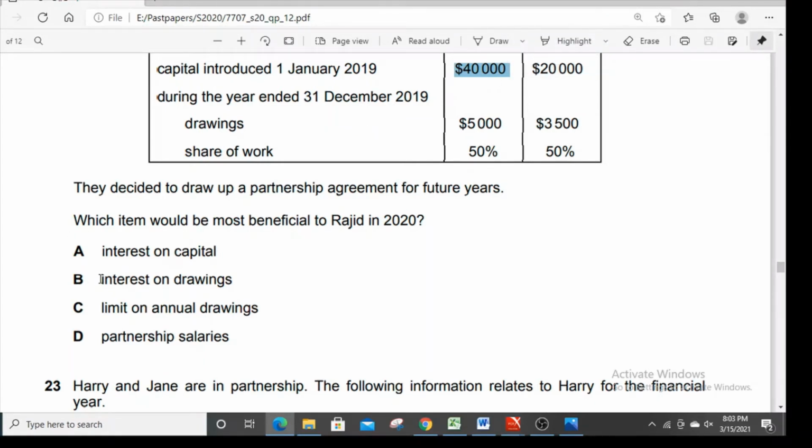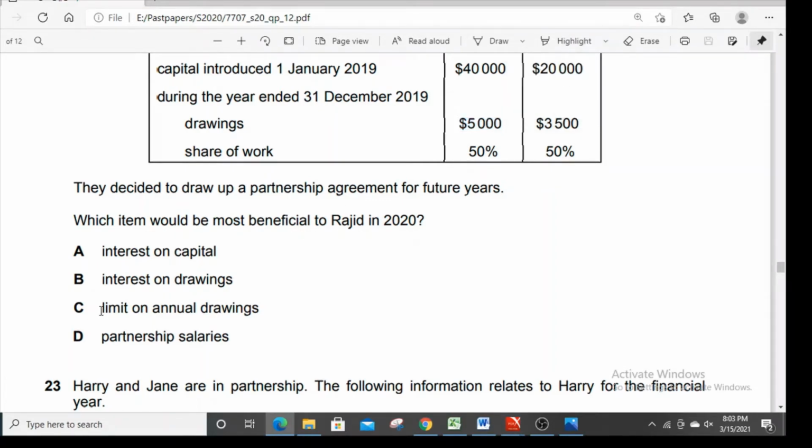So, A is the correct answer so far, but looking at B, C, and D, why can't they be the answer? B is interest on drawings. So, the higher the drawings are, the more interest is to be paid. So, Rajit is actually withdrawing more, so he will have to pay more interest, which is actually a disadvantage to him. So, B is not the answer.